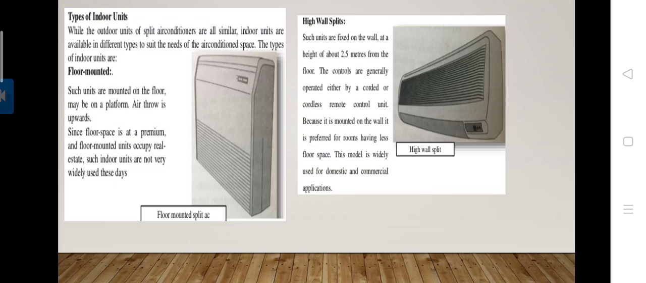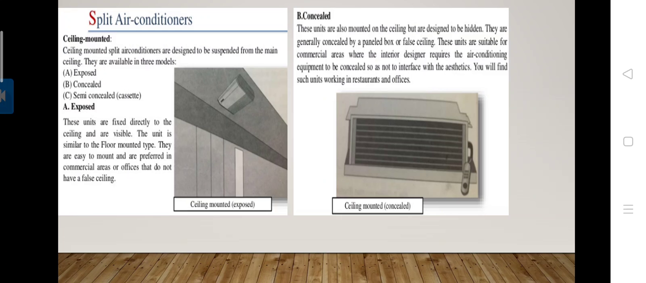Air flow is upwards, and since floor space is at a premium and floor mounted units occupy real estate, such indoor units are not very widely used these days. Next are high wall splits, and also ceiling mounted. Ceiling mounted split air conditioners are designed to be suspended from the main ceiling. There are three models: the first is exposed, the second is concealed, and the third is semi concealed.